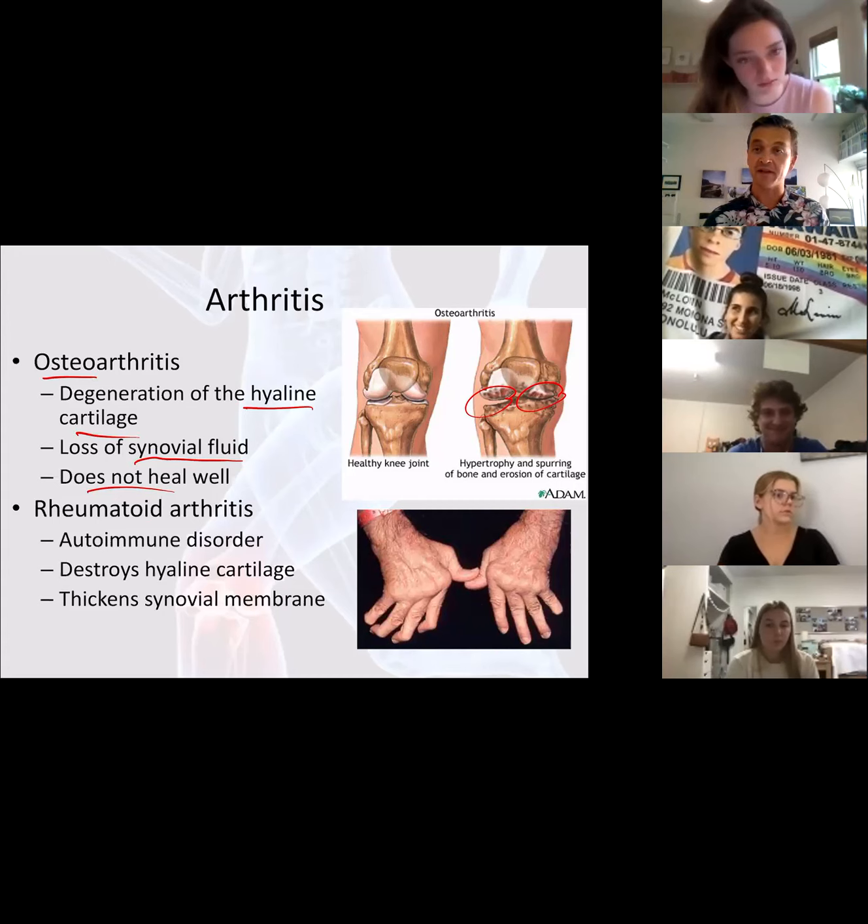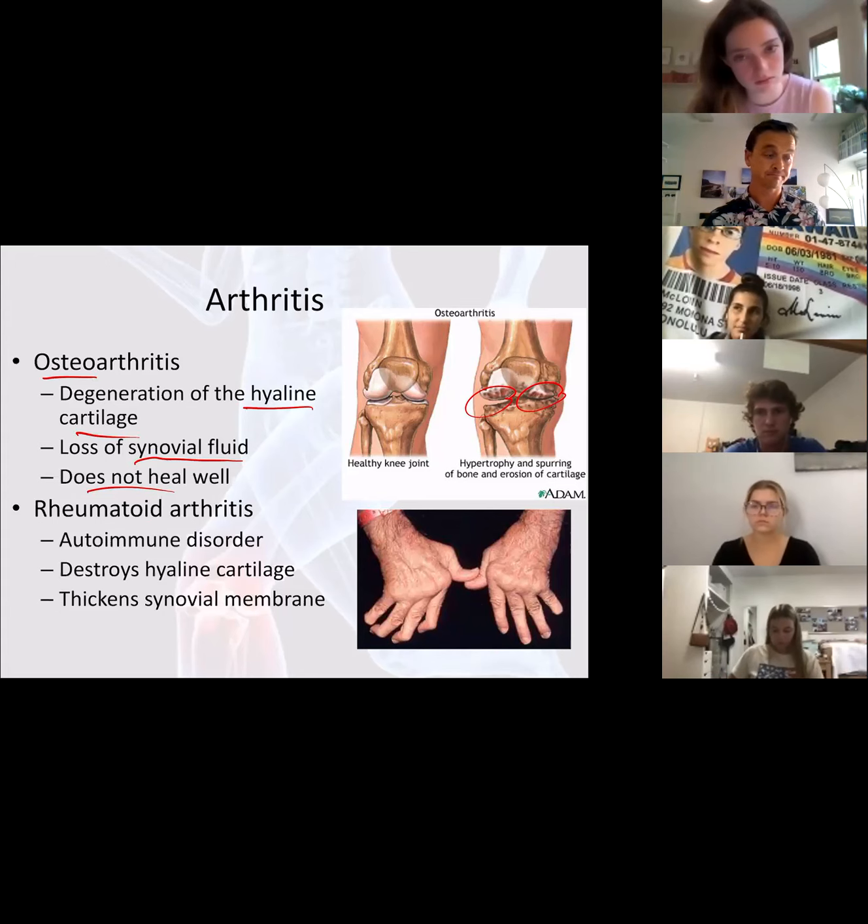And so most people that have a hip replacement or knee replacement, it's because they had such severe osteoarthritis that they just needed to remove the end of that bone and put something synthetic on there.